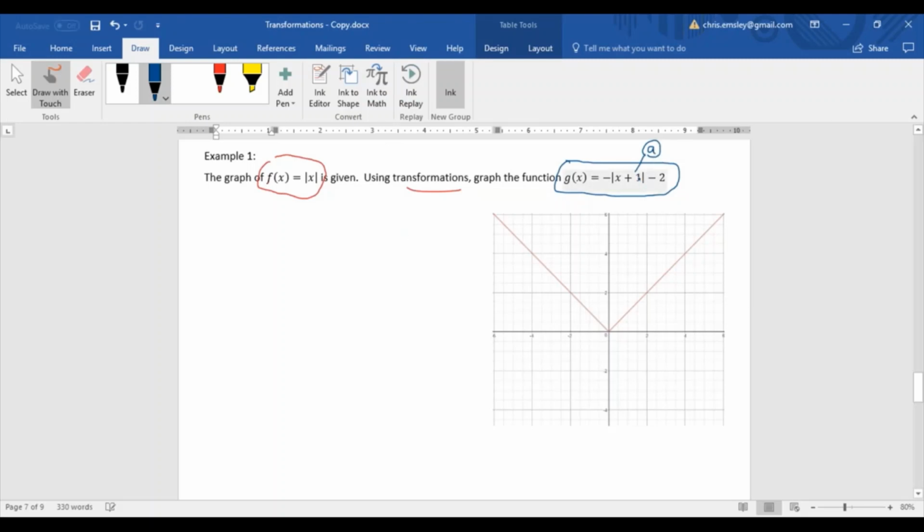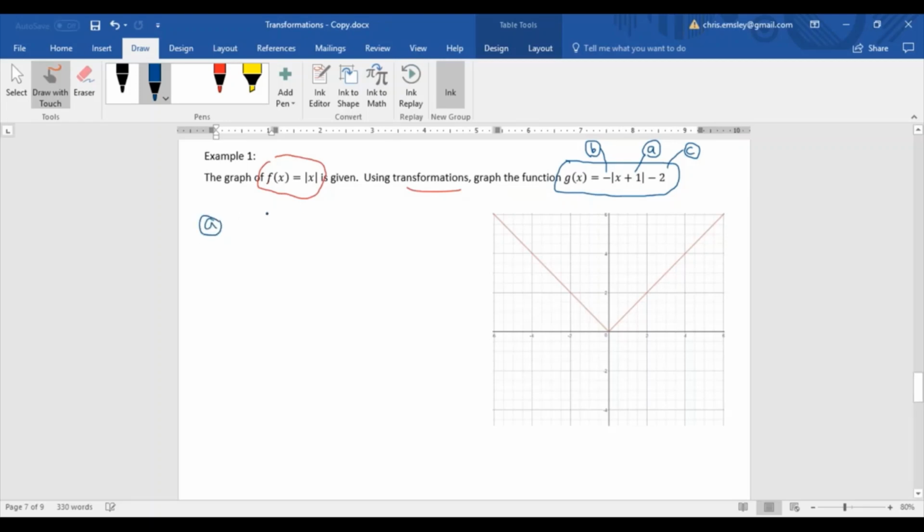So over here I'm going to talk about these in order. Then the next thing, after inside the grouping symbols, would come multiplication, which comes before addition and subtraction. So here we're multiplying by negative 1. That'll be the second transformation we talk about. And then lastly, addition and subtraction, we'll talk about that negative 2 last. So there are 3 changes happening to our original parent function.